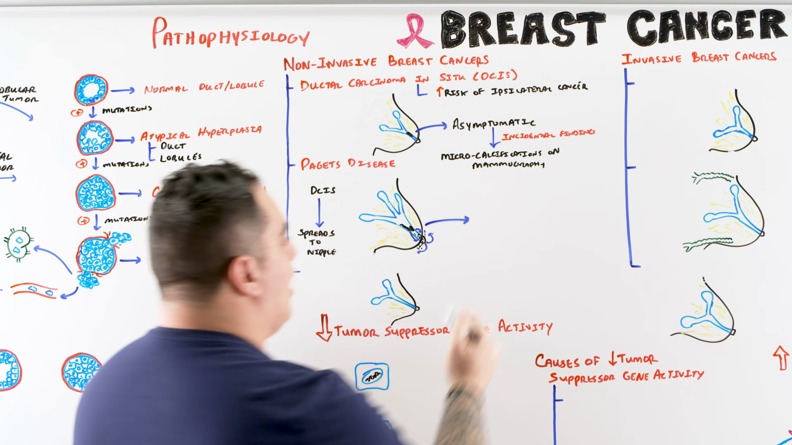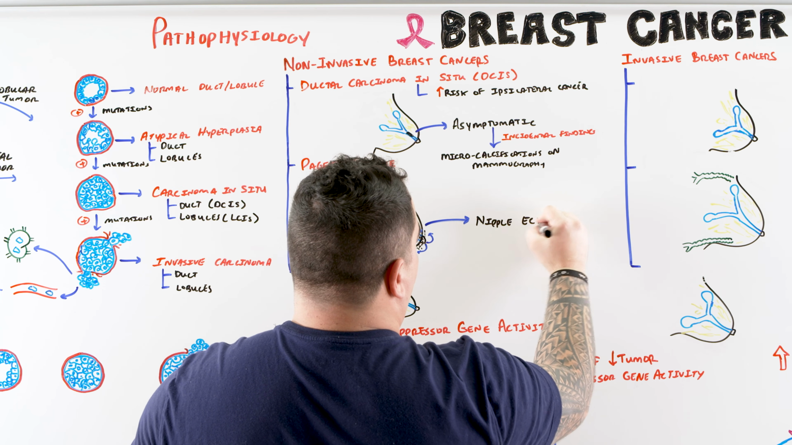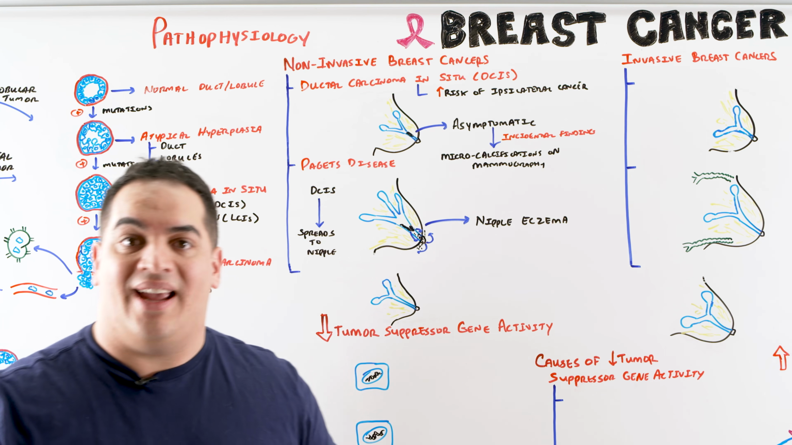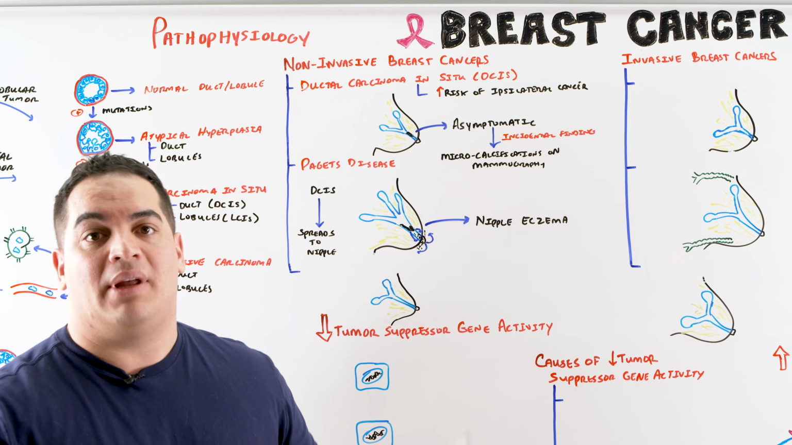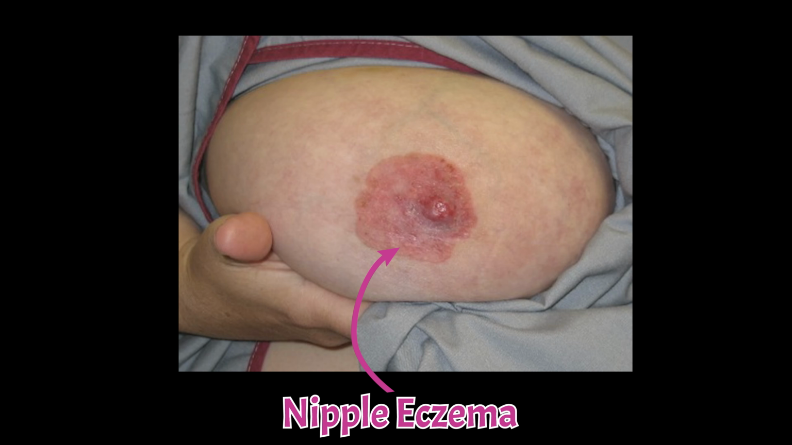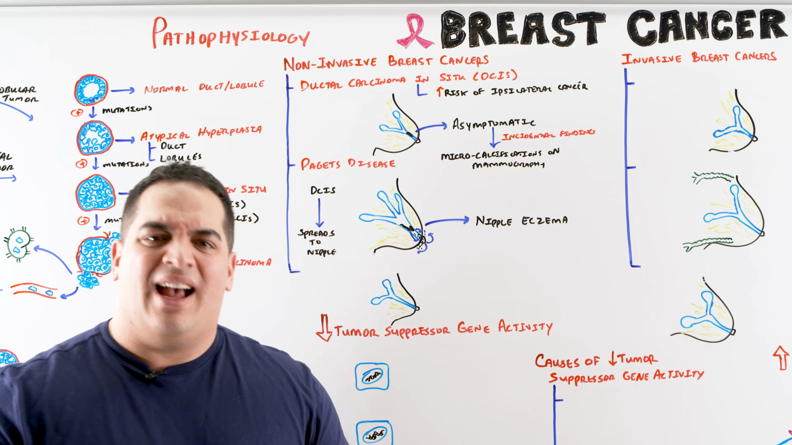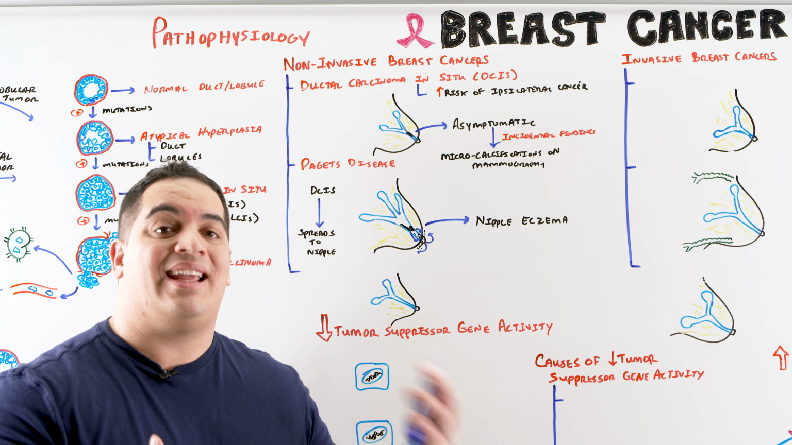They oftentimes have what's called nipple eczema. I'm not even kidding. It literally can look like a red, inflamed, itchy nipple for these patients. It looks actually a little bit like this. So whenever you see that type of picture, a very itchy, a little bit red, inflamed nipple, you should be thinking about Paget's disease.